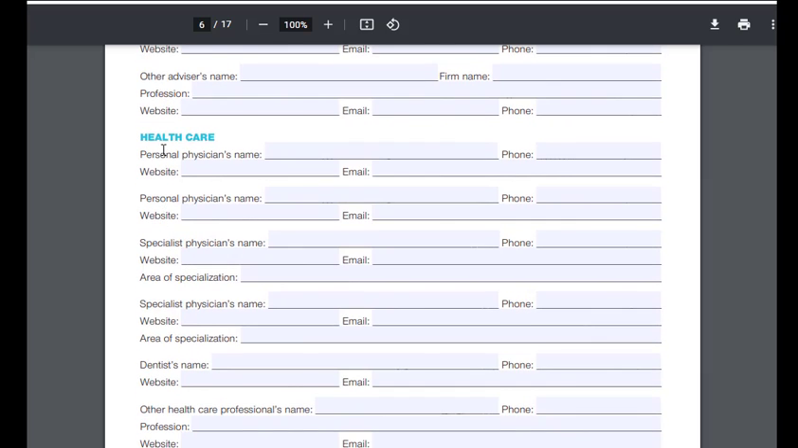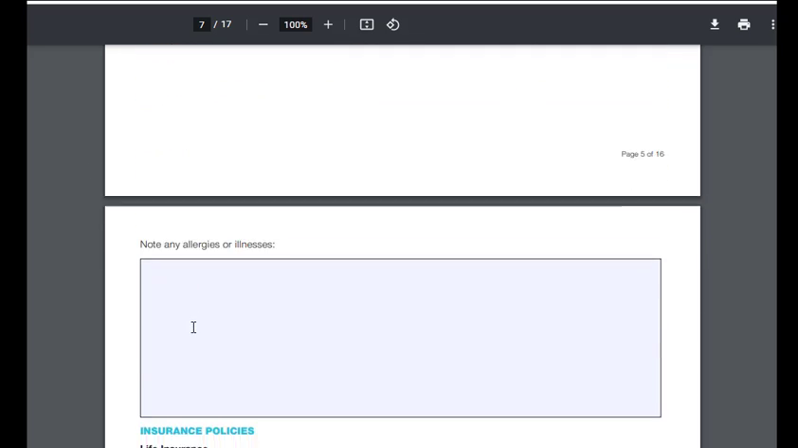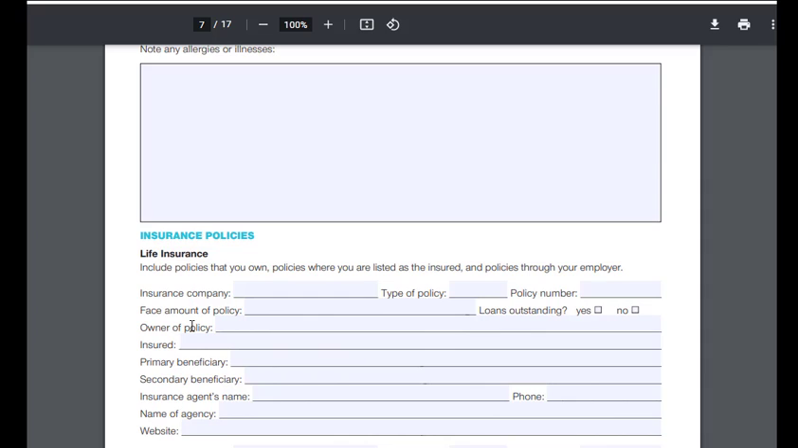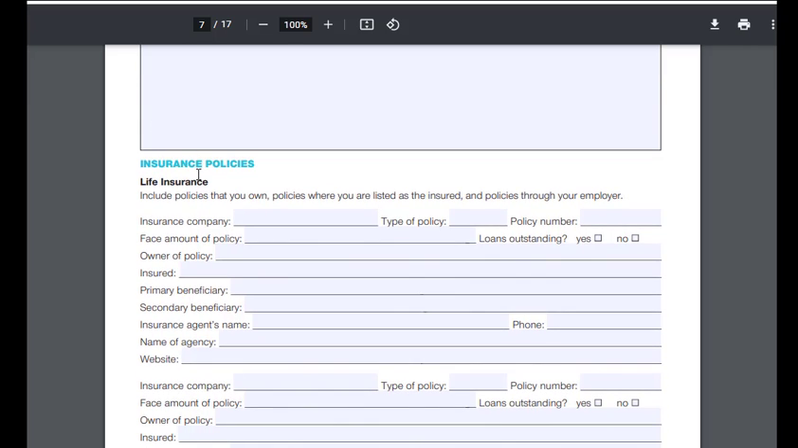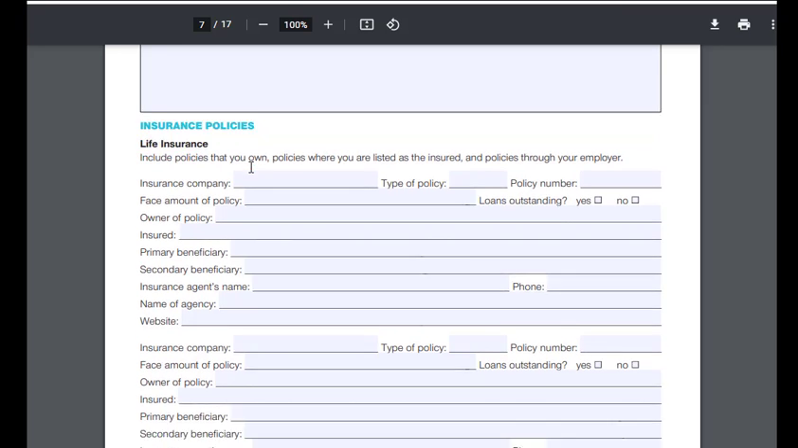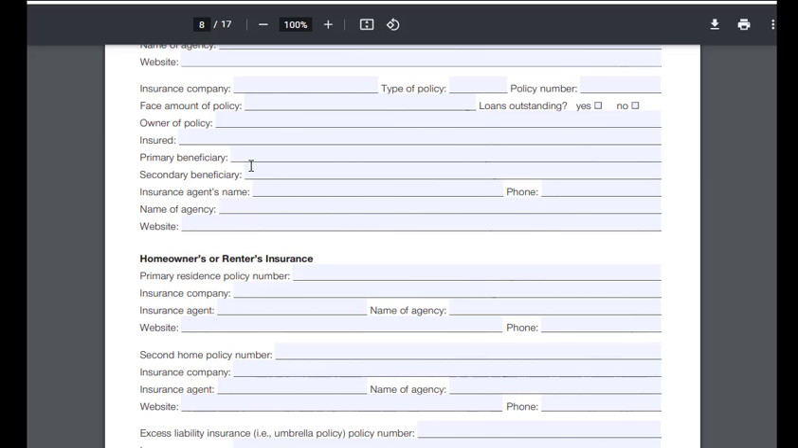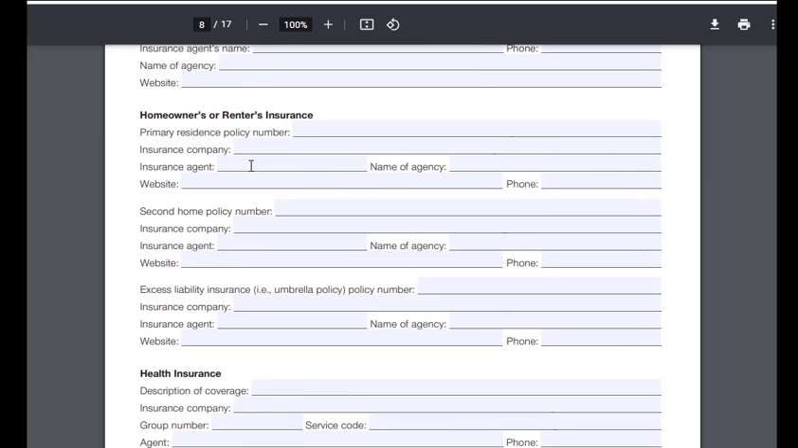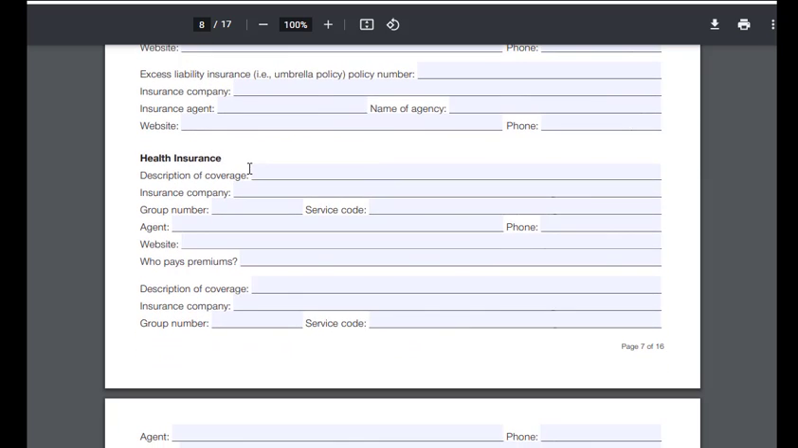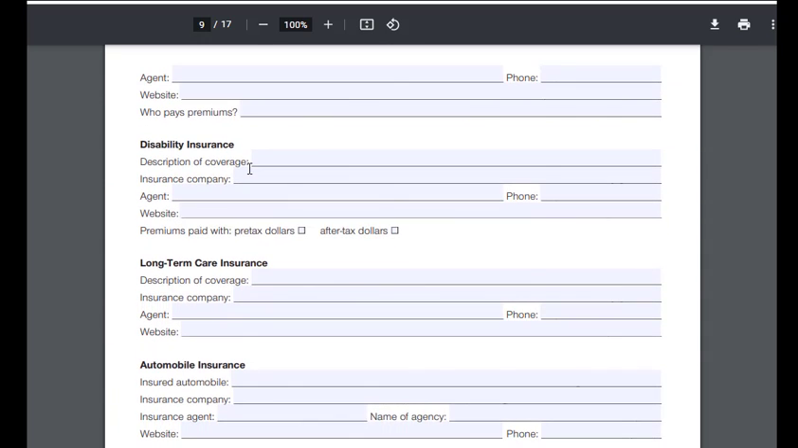We also have health care, for a physician and specialist physicians for the family. You can note any allergies or illnesses for the family as well. Just go ahead and type in the individual's name and write that information. Now, of course, if something were to happen, we do have this space for insurance, life insurance policies, where you can find that information. Any homeowners or renters insurance. We also have health insurance, disability insurance, long-term insurance.